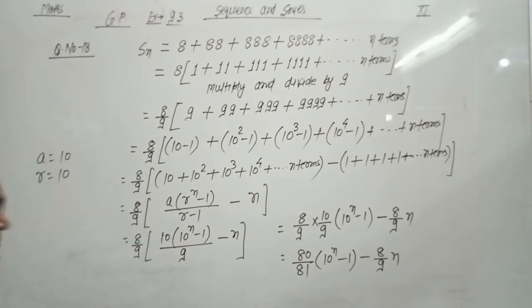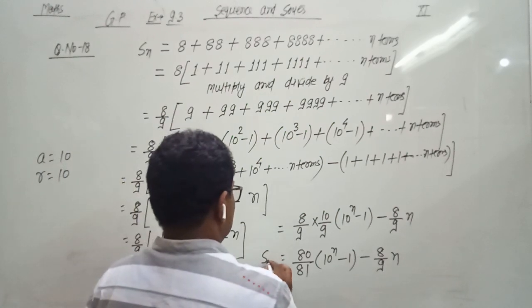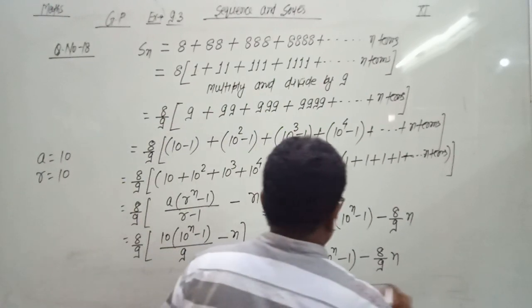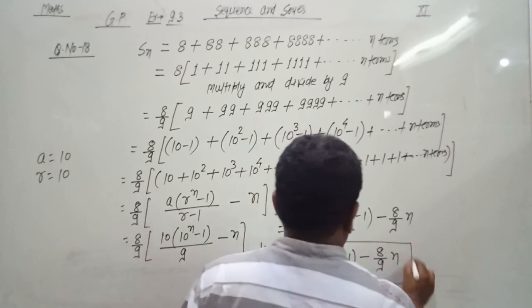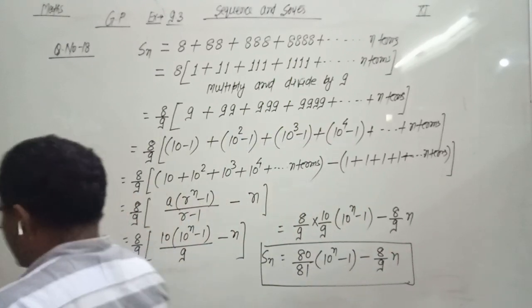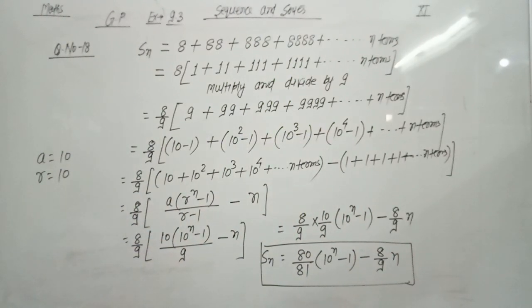So this is the sum to n terms of the given series: 80 by 81 times 10 raised to the power n minus 1, minus 8 by 9 n. This is the sum to n terms of the GP.